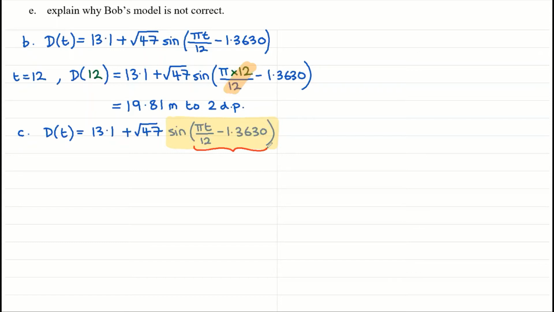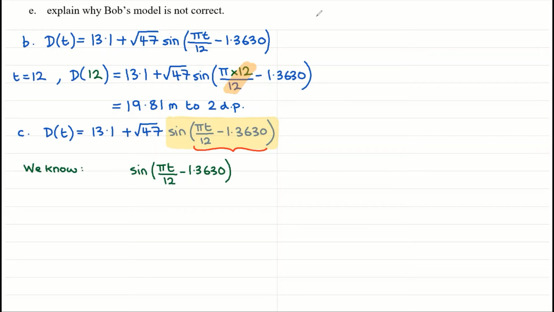So I can say with confidence the following piece of information. So we know that if I take the sine of pi t over 12 and subtract 1.3630, it could basically be anything in there. All right, it doesn't matter because only the t coordinates are affected. But I know everything about the range.